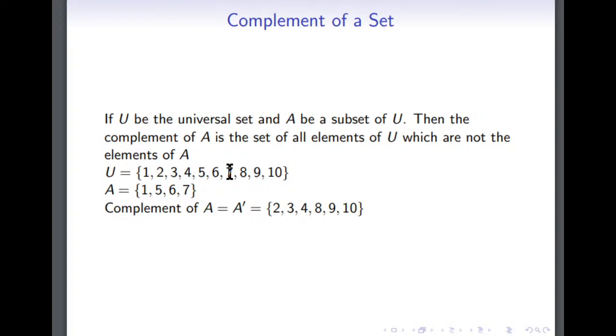Which elements will remain there? Elements in the complementary set will be 2, 3, 4, 8, 9 and 10. Done. Now let's go further.